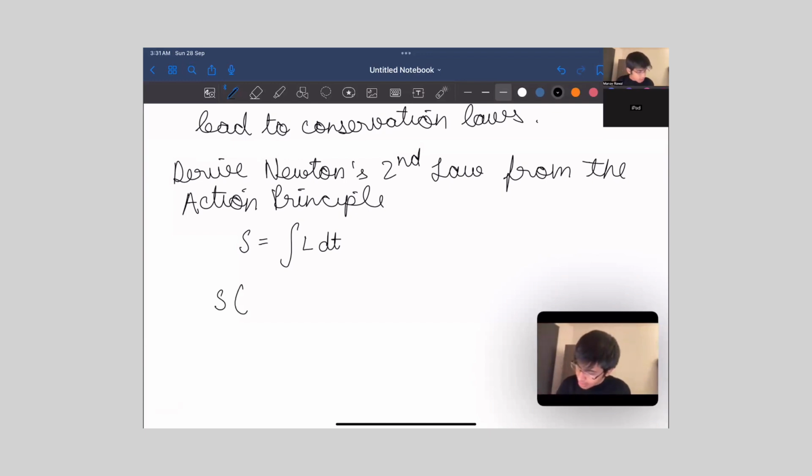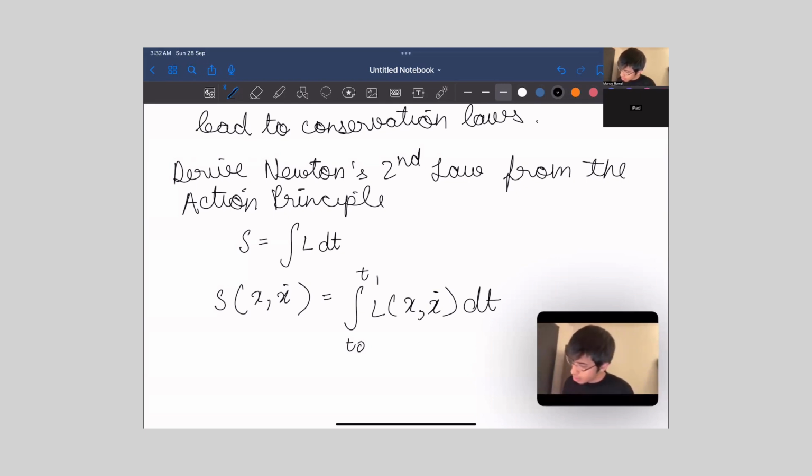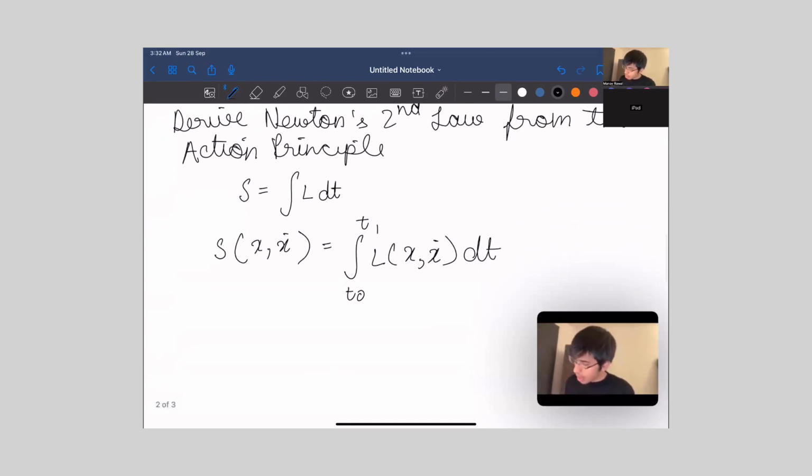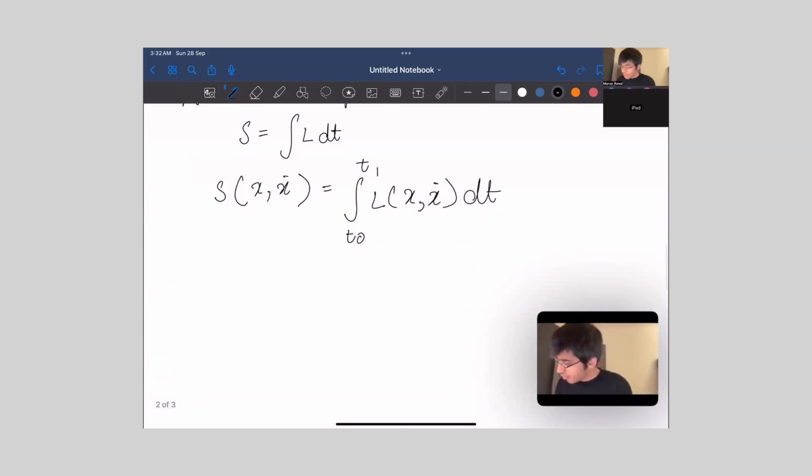as, again, for consistency, I'm looking at my notes so the notation stays the same: S equals the integral from t0 to t1 of L(x, x dot) dt. Now, x is your position, and x dot is an analog to velocity. And again, I'm saying analog to velocity because it's the generalized velocity. So this is the definition of my action.